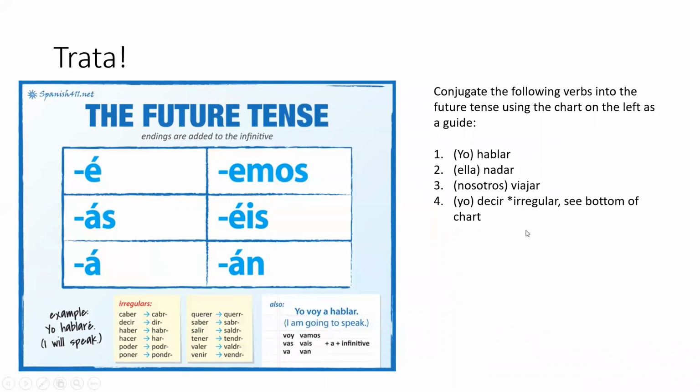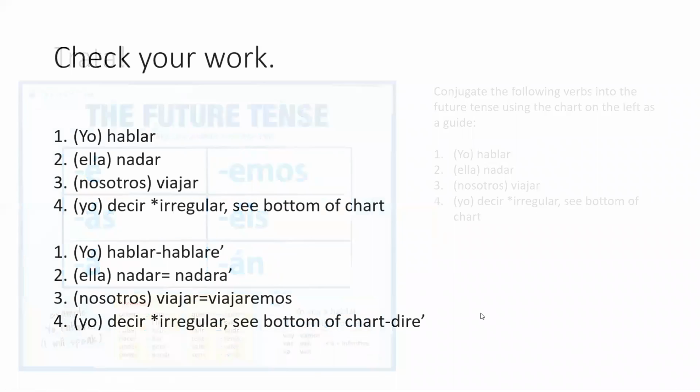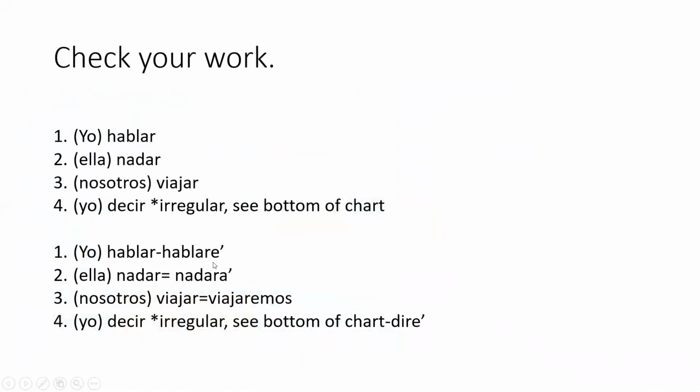All right, so hablar, we've looked at this example already. I will talk. Hablaré. She shall swim or she will swim. Nadará. We will travel. Viajaremos. And I will say or I will tell. Notice this is irregular. So I'll find it down here. Diré. Here's the answers that I just said and written. Hablaré, nadará, viajaremos, and then diré.